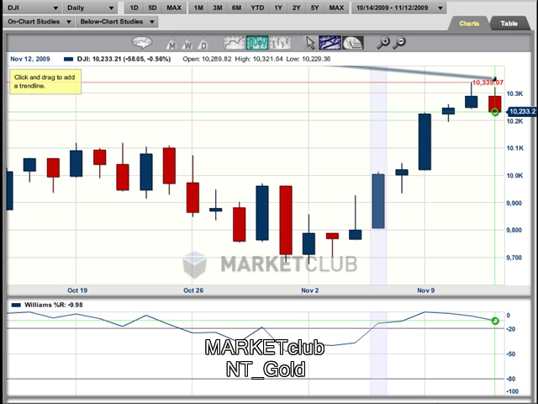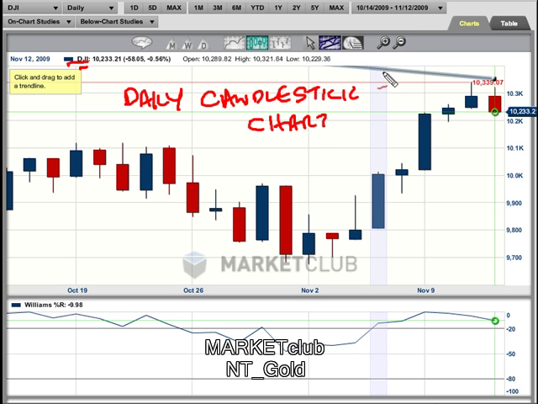The market we're looking at is the Dow Jones Industrial Index, DJI, on MarketClub. We're looking at a daily candlestick chart, and as you can see, I've already drawn some lines in. This is a very, very important line right here. This is a Fibonacci line, a 50% retracement at 10,339.07 right there. The market just touched that yesterday, being Wednesday, and then today we're down.